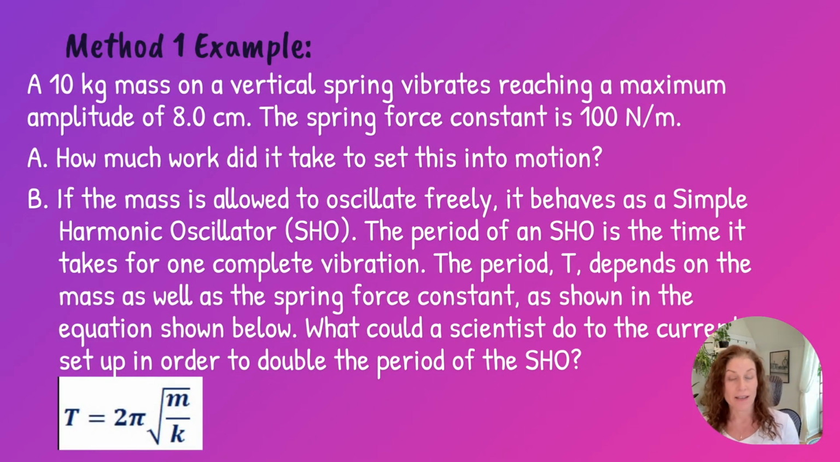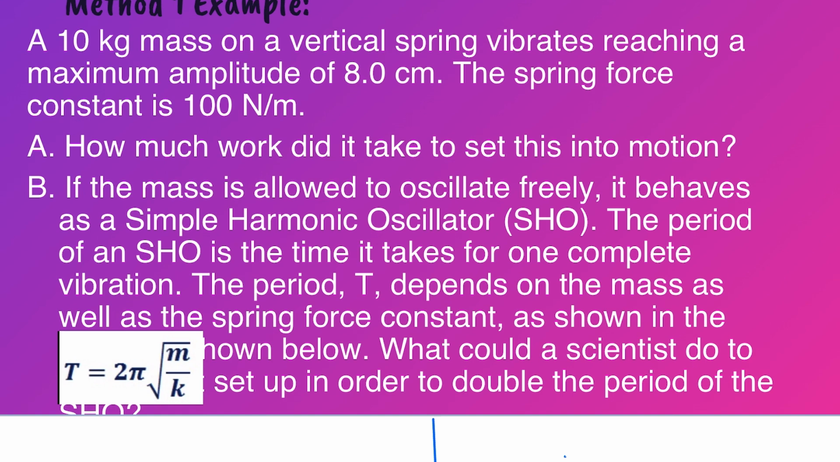So we're going to do this example. Let's take a look. We're going to talk about all the levels. It starts with a 10 kilogram mass on a vertical spring that vibrates, reaching a maximum amplitude of 8 centimeters. The spring force constant is 100 newtons per meter. How much work did it take to set this in motion?